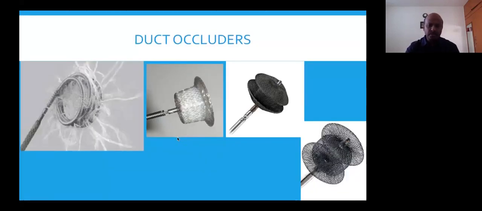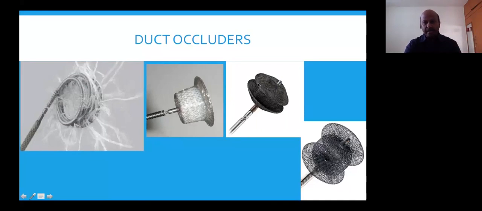And these are the duct occluders that you use for closing these PDAs. This is a coil with polyester threads which enhance clotting. This is a duct occluder made of nickel and titanium alloy. Here is the cable which it's attached to, and this comes on the aortic end, and this comes across the neck of the ductus, and this one stays in the pulmonary artery end. So it's like a plug which stays there.